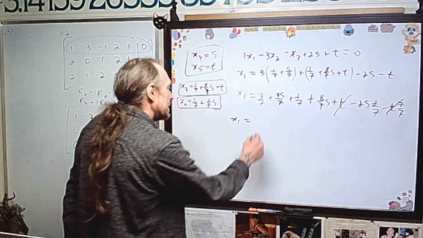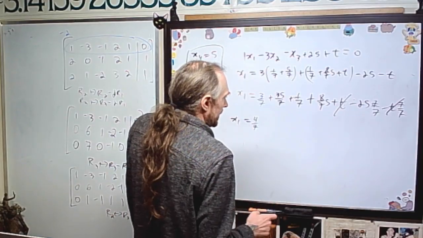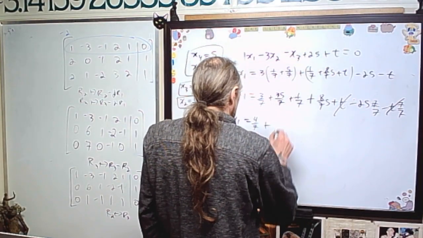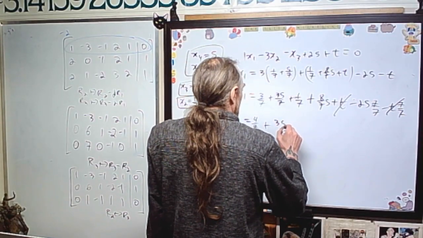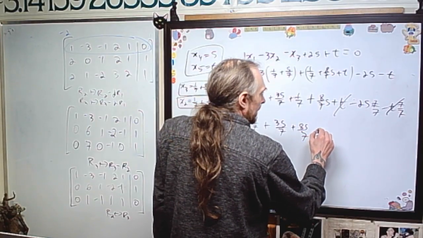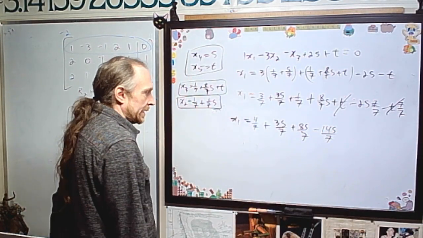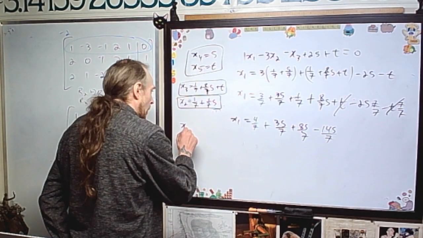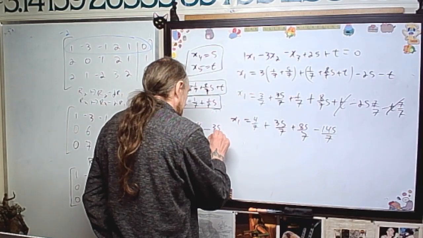So this one is 4 over 7 plus, now what did I get? We only have s's. So let's go baby steps. This is 3s over 7 plus 8s over 7 minus 14s over 7. So what is that? 14 minus 11 is 3. So that says x1 is 4 over 7 minus 3s over 7.